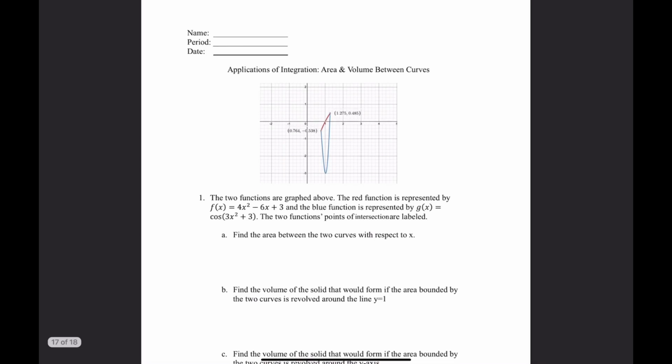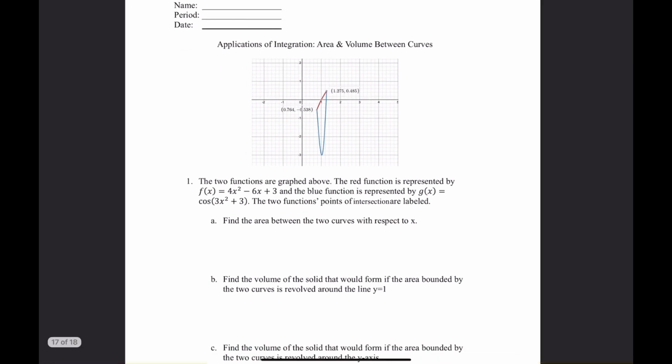Okay, this video is on applications of integration, area, and volume between curves. So the first question reads, the two functions are graphed above. The red function is represented by f of x equals 4x squared minus 6x plus 3, and the blue function is represented by g of x equals cosine of 3x squared plus 3. The two functions' points of intersection are labeled as above.